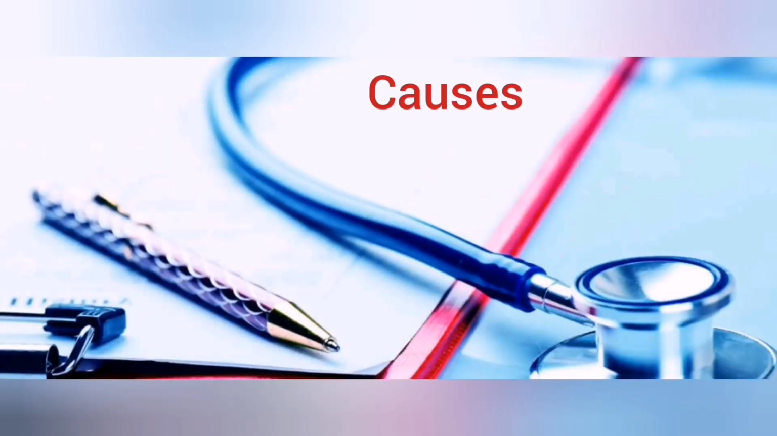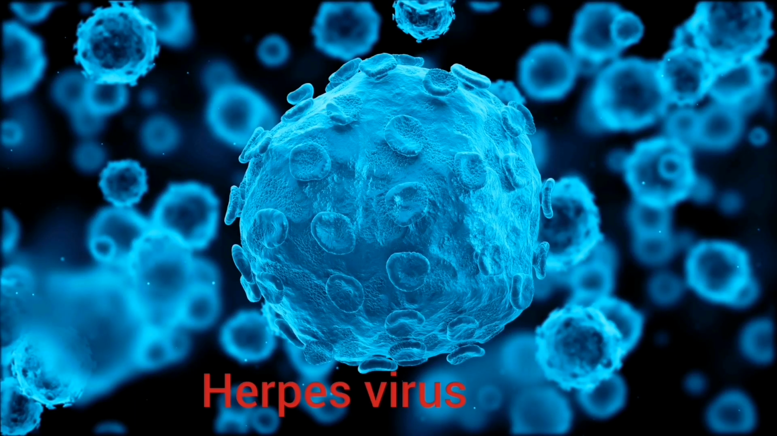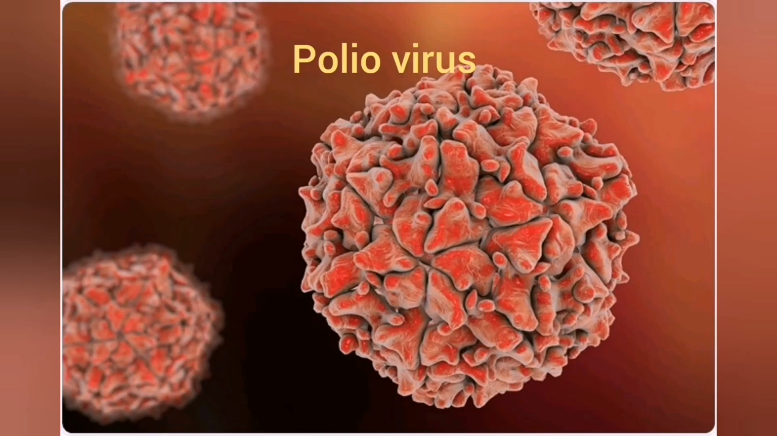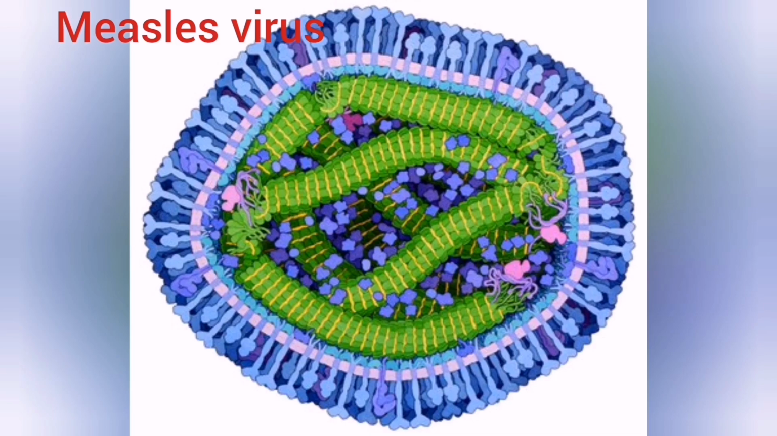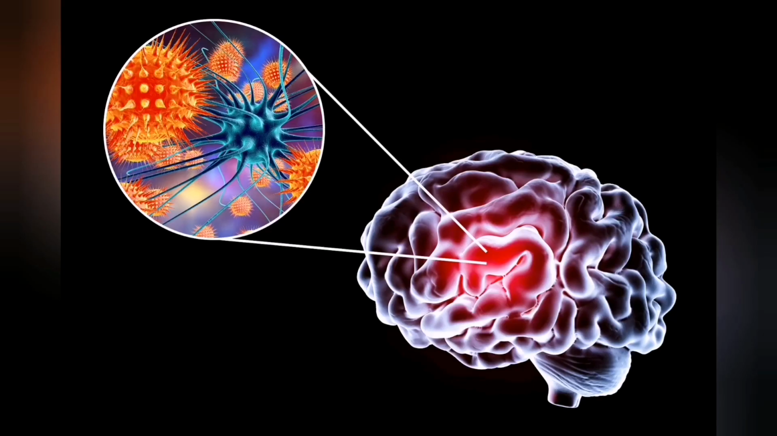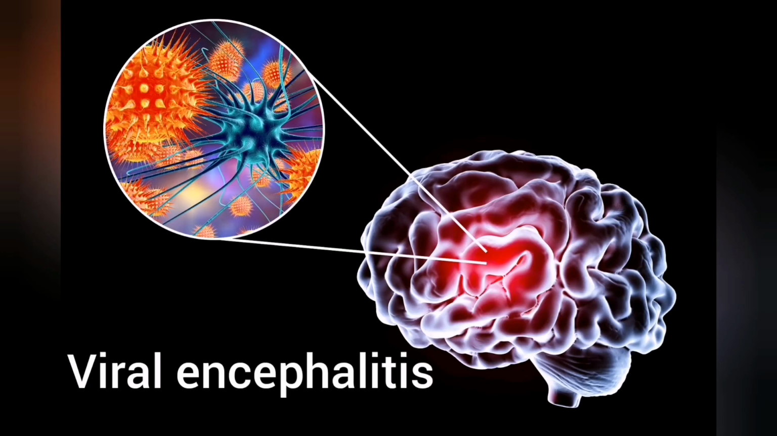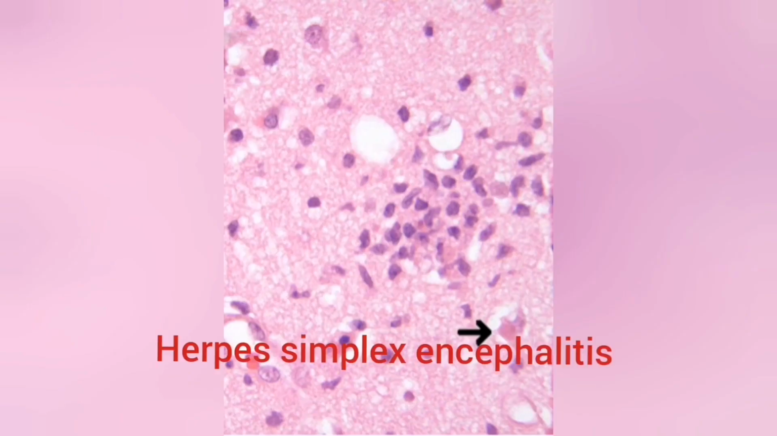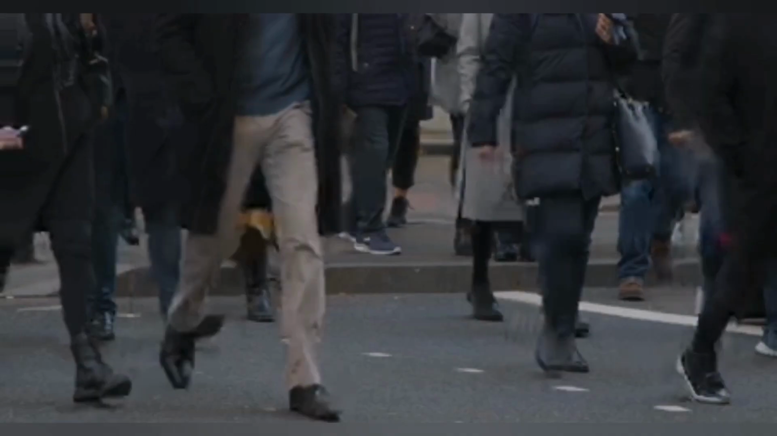Causes. There are several causes of encephalitis, which include viral causes. These include herpes simplex virus, rabies virus, polio virus, and measles virus. The most common identifiable cause of viral encephalitis is herpes simplex infection. Herpes simplex encephalitis has an incidence of 2 to 4 per million of the population per year.